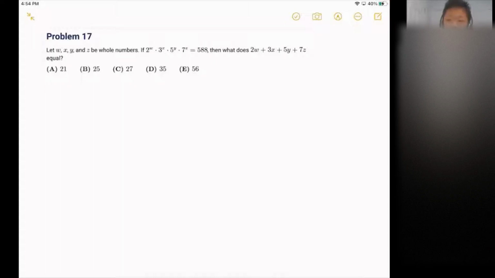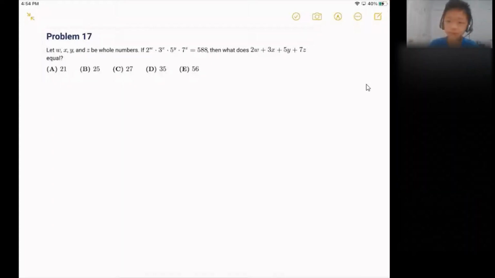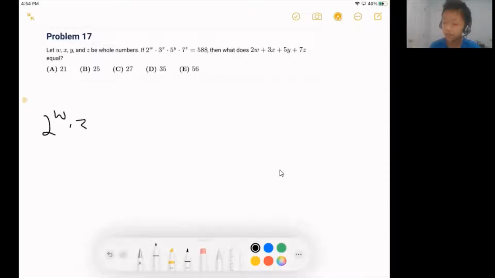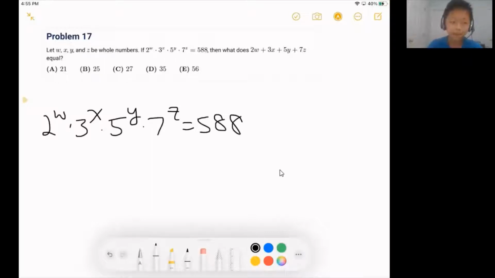Okay. Basically the idea for this problem is you want to do something called prime factorization. So let's first take a look at the condition that we were given: 2 to the w times 3 to the x times 5 to the y times 7 to the z is equal to 588. And we want to find what the value of this thing equals. So the idea is we want to relate 588 to these prime powers. We have 2 to the power of something, 3 to the power of something, same thing with the 5s and the 7s. So we want to somehow manipulate the 588 to get the thing on the left side.